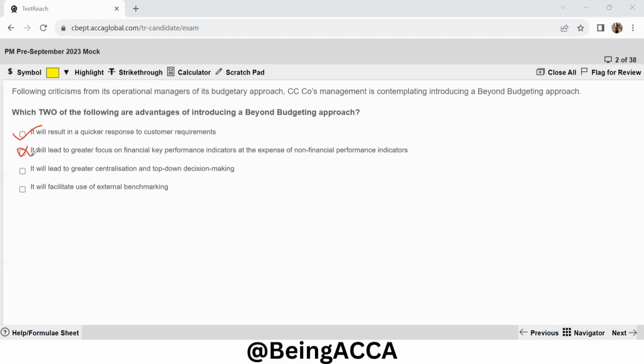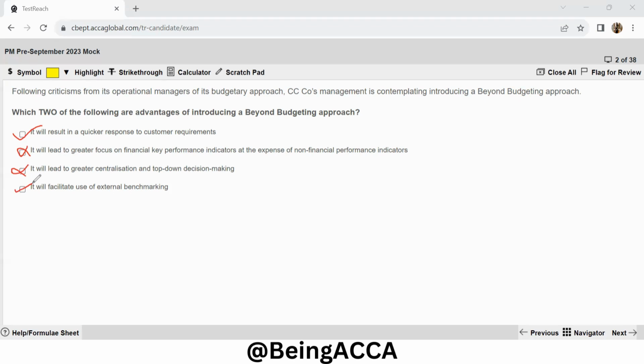It will lead to greater centralization and top-down decision making. This statement also will not be correct. Why? Because when we go to the beyond budgeting approach, we are introducing something more participative. So it is not a centralized approach, and neither is it top down. It is more participative. So we are left with the last one, and this has to be the answer. Let's understand why this is the answer.